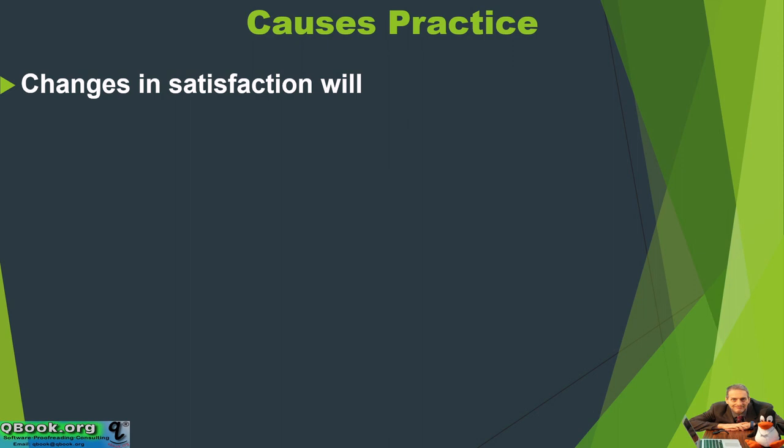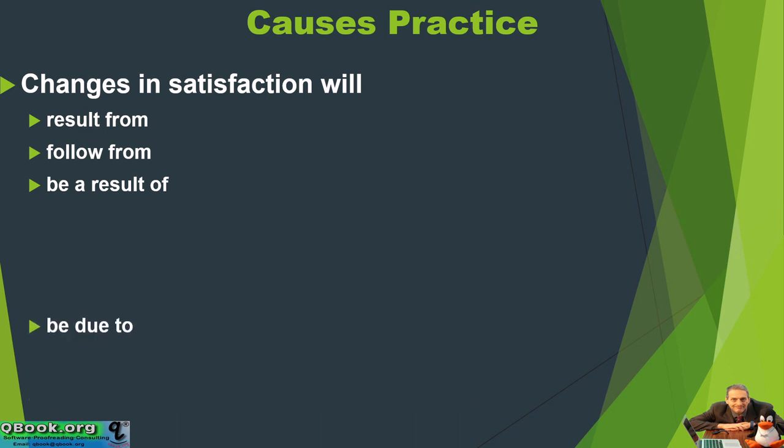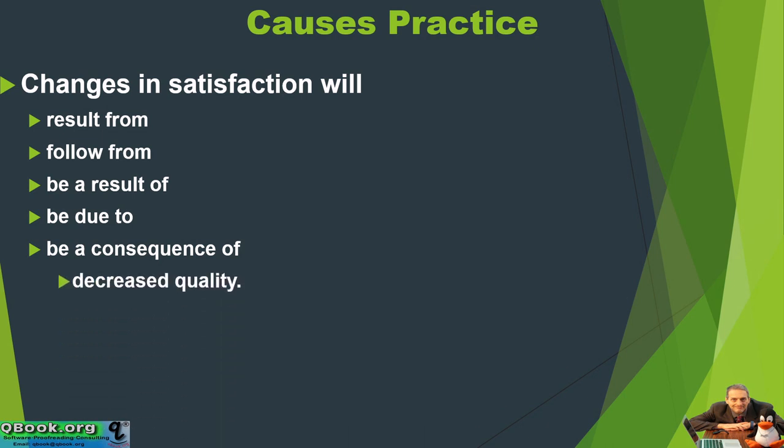Changes in satisfaction will... this "will" here means it's going to do something, right? So we're going to cause something to happen. Changes in satisfaction will result from. Changes in satisfaction will follow from. Changes in satisfaction will be a result of. Changes in satisfaction will be due to. Changes in satisfaction will be a consequence of. And then we have B, decreased quality, for example. So again, we're doing the same thing.